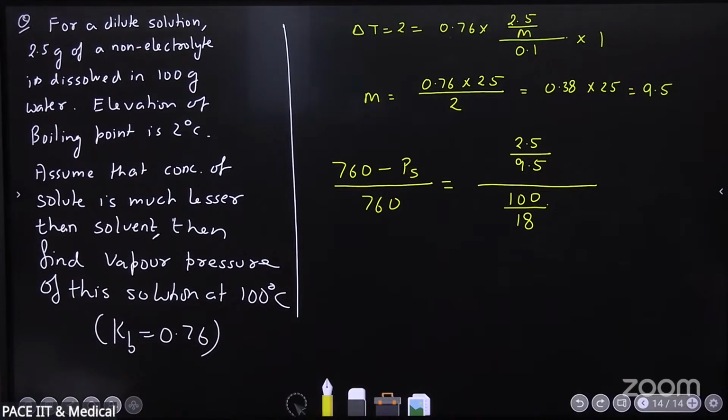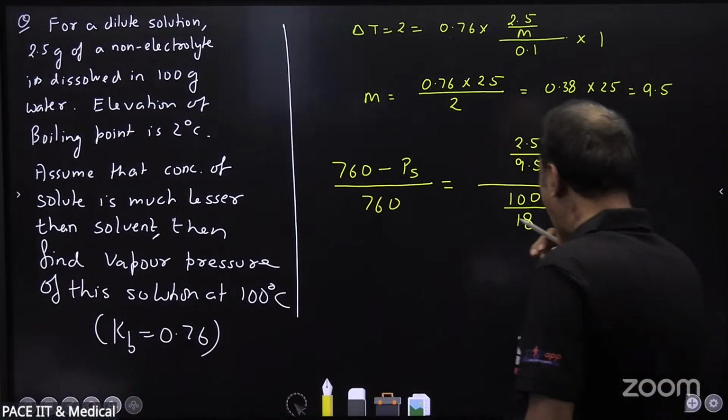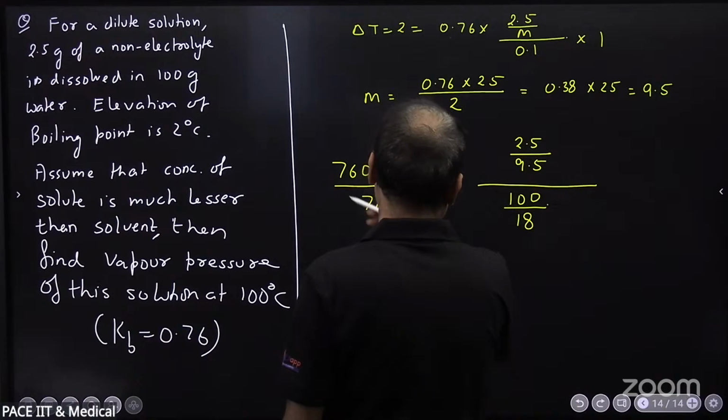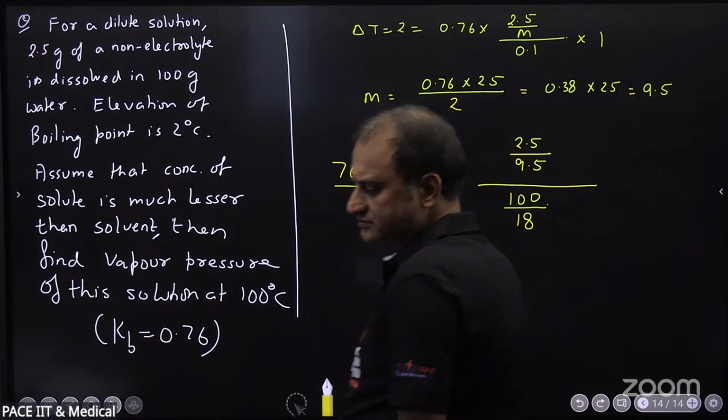So how much will PS roughly come? Let's see. This LHS term will become how much? 2.5 divided by 9.5, roughly 2.26. Correct? This whole thing 736. So PS will be around 724. Okay.